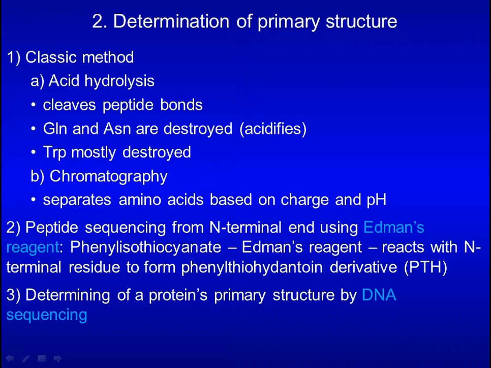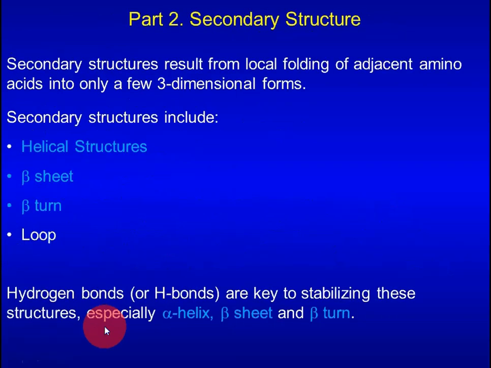There are several ways to determine the primary structure of a polypeptide. The most commonly used techniques are peptide sequencing using Edman reagent and DNA sequencing. Now, let's switch to part 2, secondary structure. Secondary structure results from folding of adjacent amino acids into a few regular 3-dimensional forms. Secondary structure includes alpha helix, beta sheet, beta turn, and loop. Hydrogen bonds are key to stabilizing these structures.